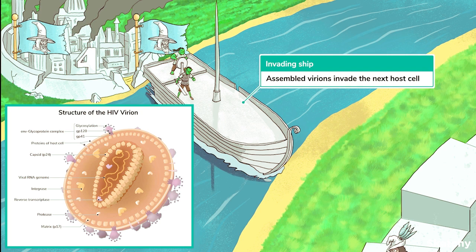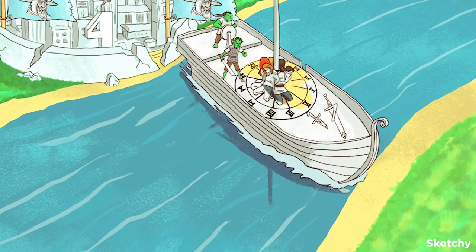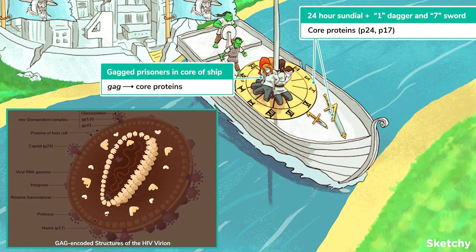Before we jump into the life cycle of HIV, let's introduce three important structural genes: GAG, ENV, and POL. These genes are responsible for encoding the components of the virion and important viral enzymes. As this brand new invading virion ship heads for this new castle, notice it has prisoners on board in the center of the ship, gagged and tied around a 24-hour sundial. This is because the GAG structural gene encodes virion core proteins, like P17, the matrix protein, and P24, the capsid protein. You may recall from HIV Part 1 that P24 is an early antigen detected on 4th gen testing.